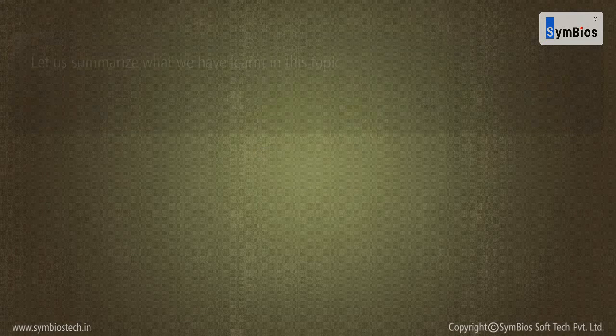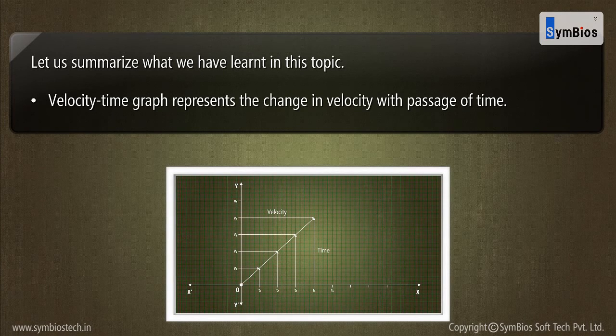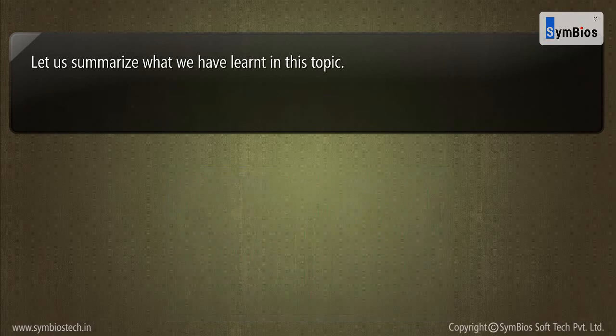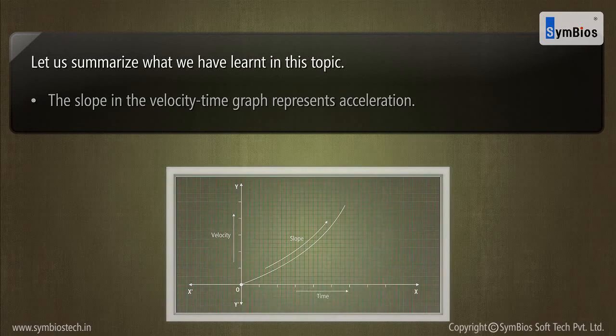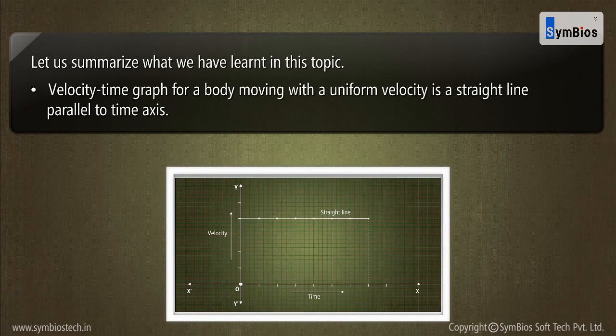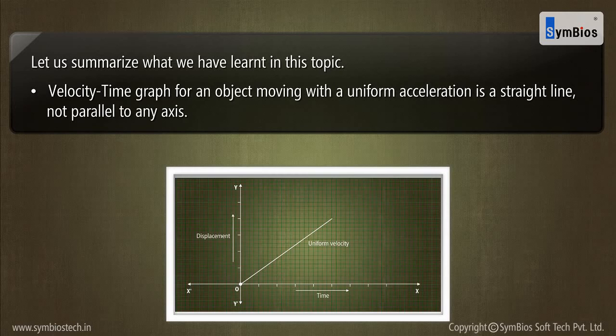Summary. Let us summarize what we have learnt in this topic. Velocity time graph represents the change in velocity with passage of time. The slope in velocity time graph represents acceleration. Velocity time graph for a body moving with a uniform velocity is a straight line parallel to time axis. Velocity time graph for an object moving with a uniform acceleration is a straight line not parallel to any axis.